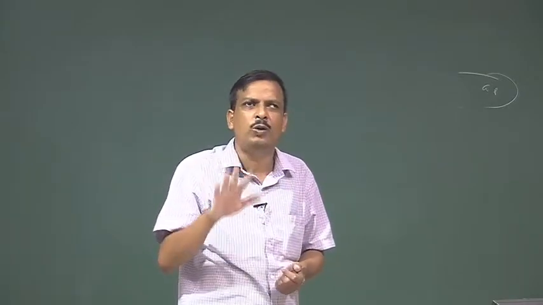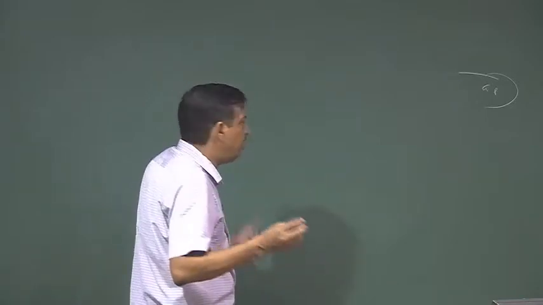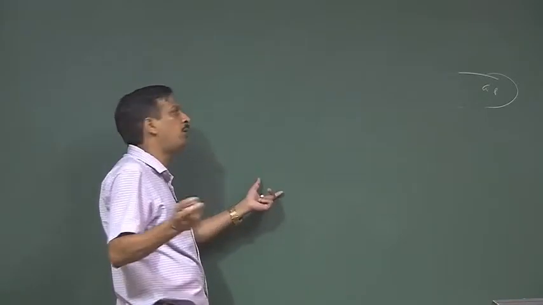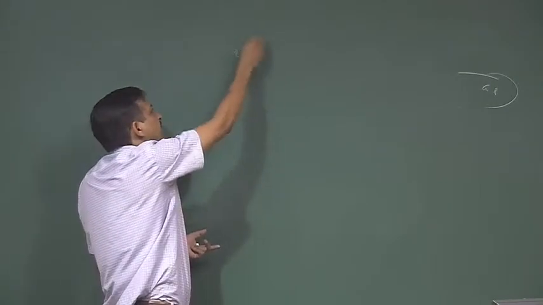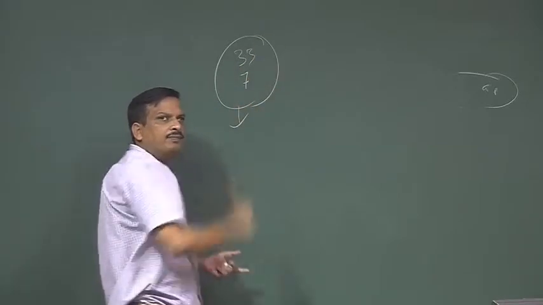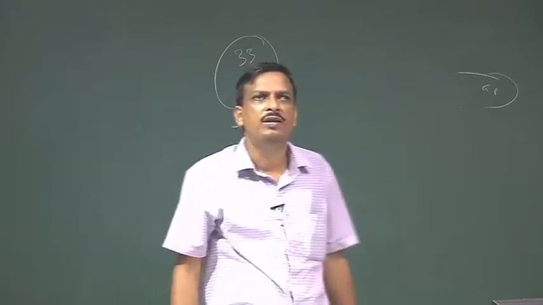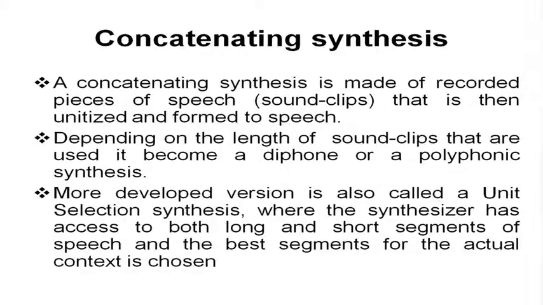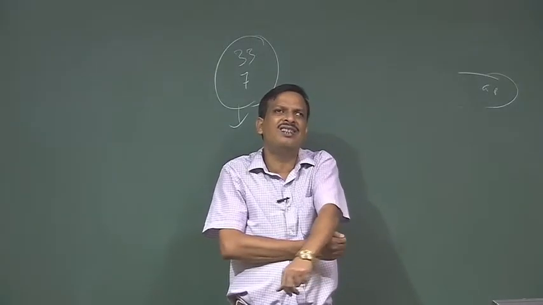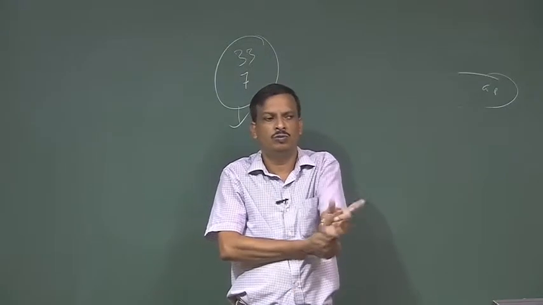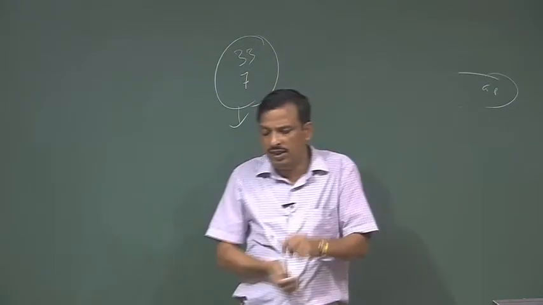For a particular language, you know the phonemes. How many phonemes are there in English? For Bengali, suppose there are 33 consonants and 7 vowels, and I can generate how many possible diphones there will be. So, what is a diphone? Diphone is defined as: the middle of a phone is more suitable than the edge. It is said that the middle of the phone is suitable for the edge. That is why it is called diphone, covering both phones.